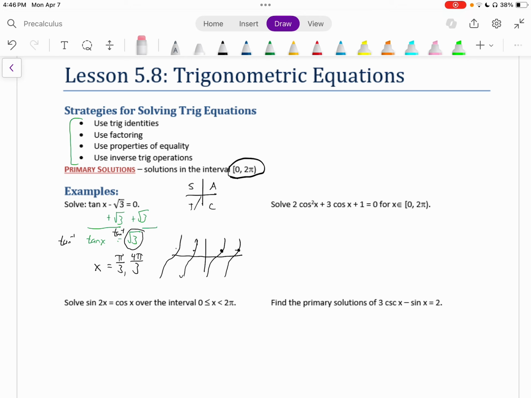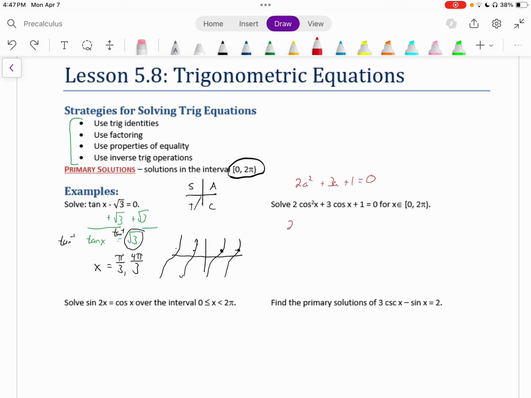All right, next one says solve 2 cosine squared x plus 3 cosine x plus 1 equals 0. When you see something like this, it's still just one trig ratio, only cosine is involved. But this kind of looks like, or it is, a quadratic equation. If we would have seen this in this form, we would have been like, okay, back in the past, I learned we could use the quadratic formula, or we could use factoring for that. And so that's the idea. So we're going to use factoring here, like mentioned up at the top.